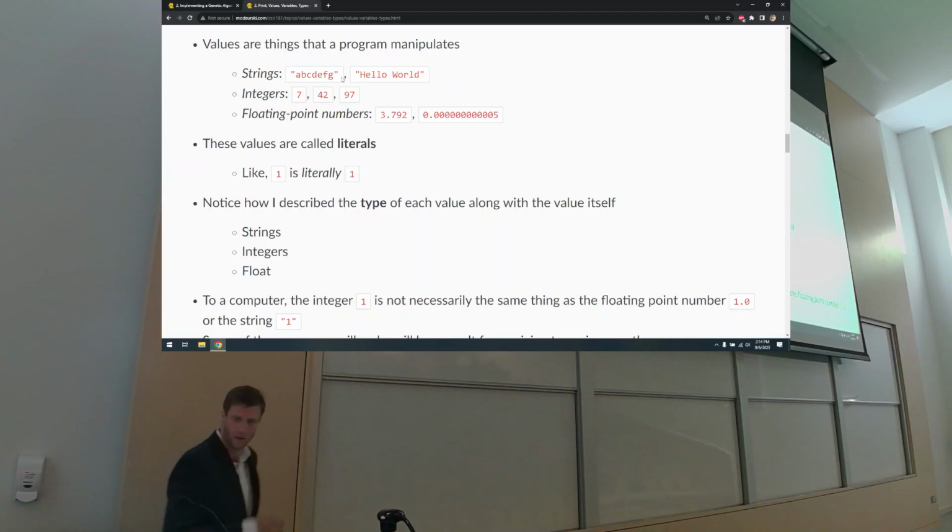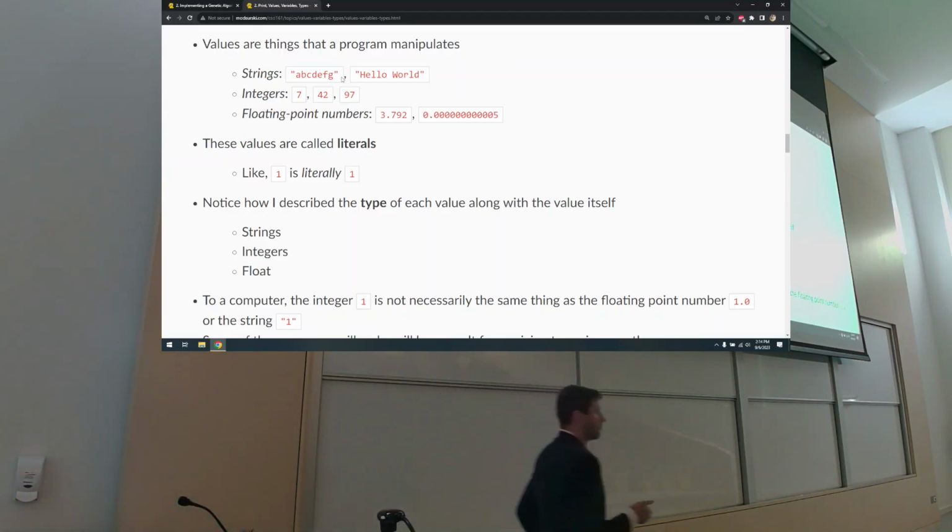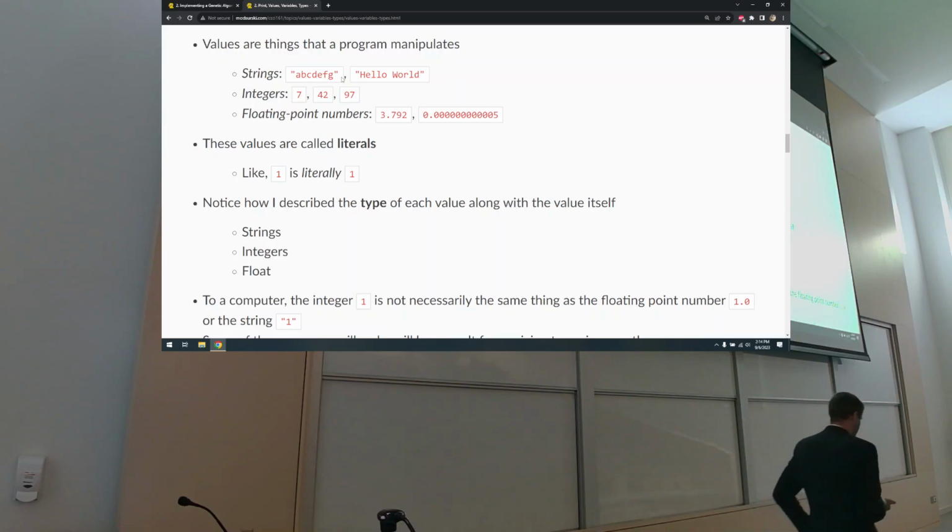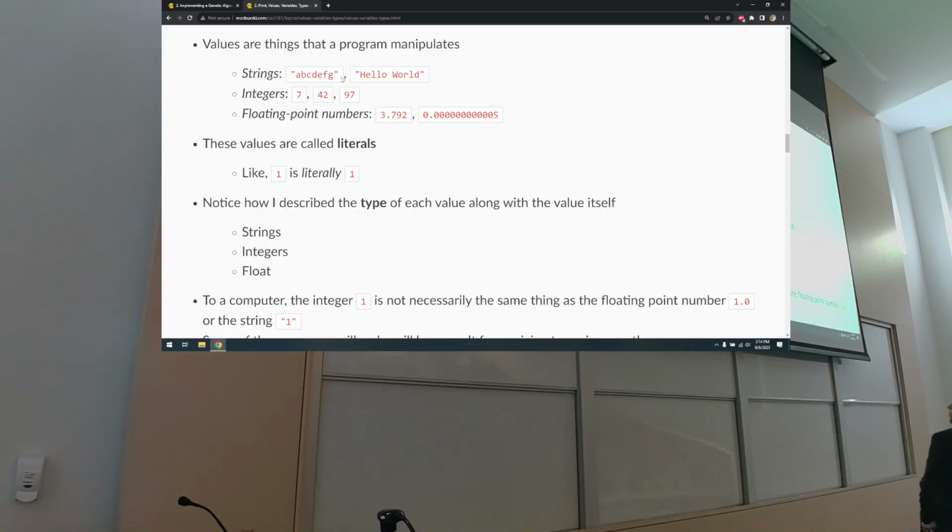So there's values, and I mentioned the associated types. Right? Strings, integers, and floats. To a computer, the integer 1 is not the same thing as the floating point number 1.0, which is not the same thing as the string 1. They are all different because they have different types. The string 1 is like the word 1. The integer 1 is the integer 1. And the float 1.0 is the floating point number 1.0.